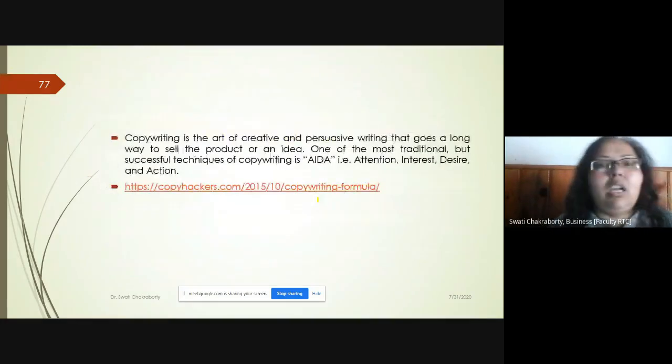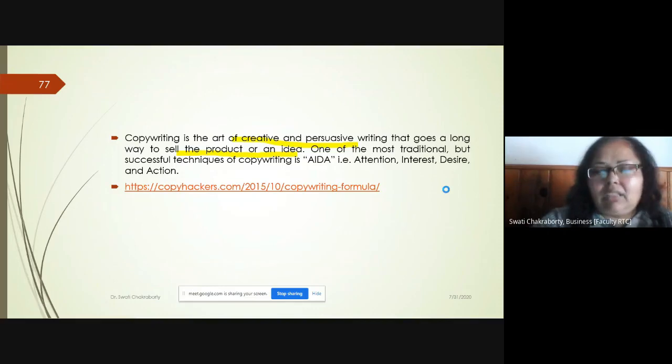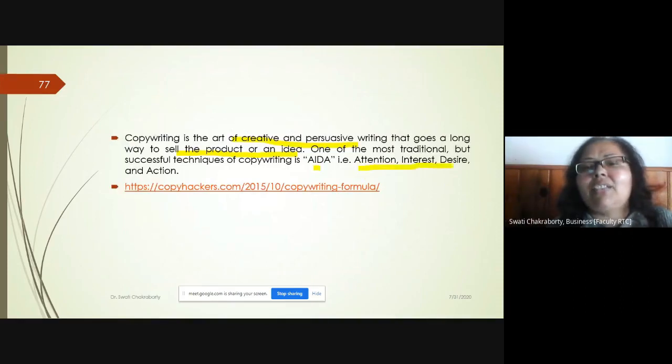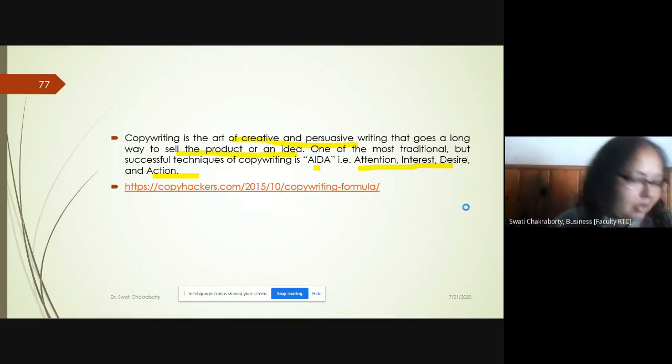Right? So copywriting, as we say, is the art of creative and persuasive writing, which would help from the long term perspective for selling a product or an idea. And we do have experts who do this copywriting. Okay. You have a traditional way of copywriting, but the most successful technique is AIDA, that is attention, interest, desire, and action. Draw the attention, create interest, and then desire, which ultimately leads to purchase of the product.